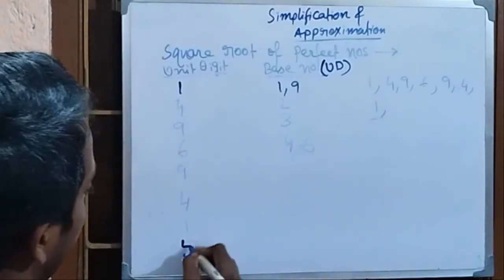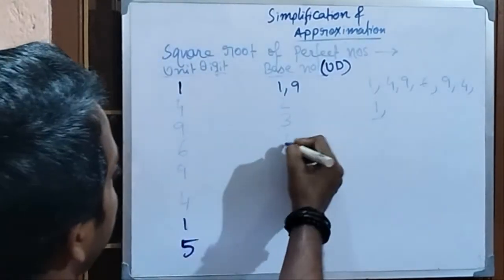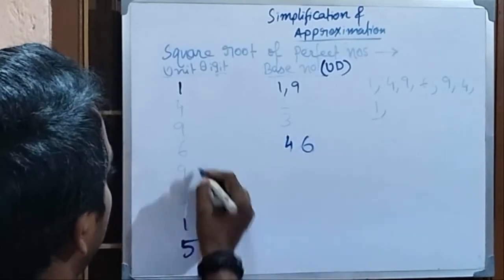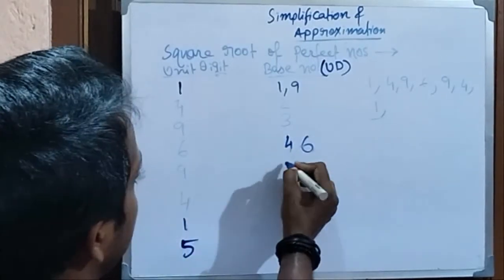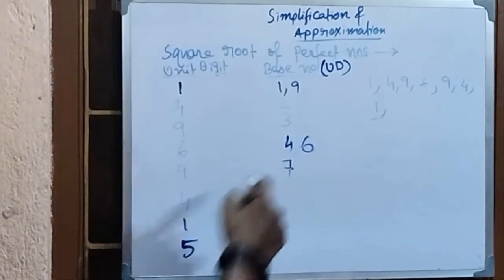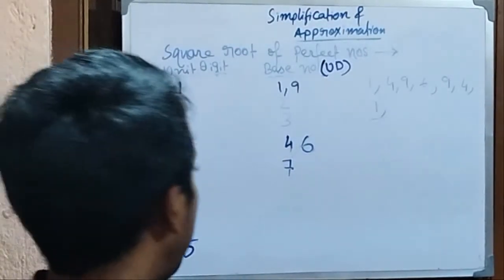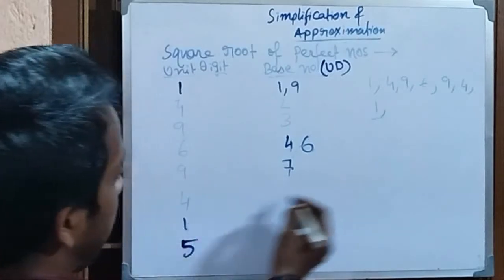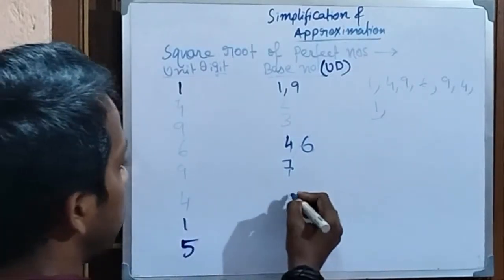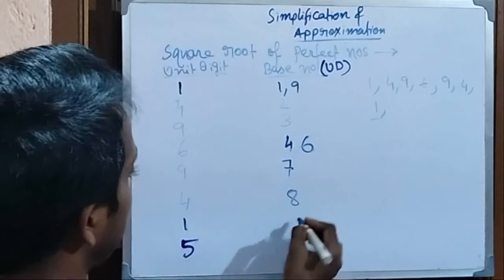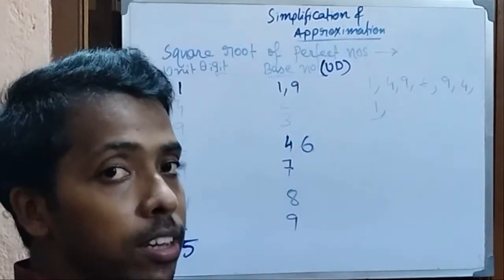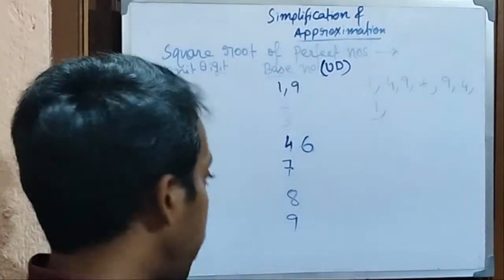Here is 5, 1. Here 4 and 6 can come. For 3, 9, 9, 7, 7 multiplication, 7 into 7 is 49. So again 9 is the unit digit, right? Now 8. 8 into 8 is 64. Again 4 as the unit digit. So here it is. And for 9, 9 into 9 is 81. Again unit digit 1. So this is it.